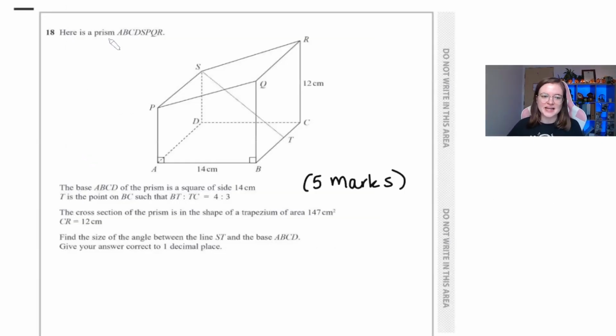Question 18 here is a prism A, B, C, D, S, P, Q, R. The base ABCD of the prism is a square of side 14 centimeters. T is the point on BC such that BT to TC is 4 to 3. The cross section of the prism is a trapezium of area 147 centimeters squared. CR is 12. Find the size of the angle between the line ST there and the base ABCD.